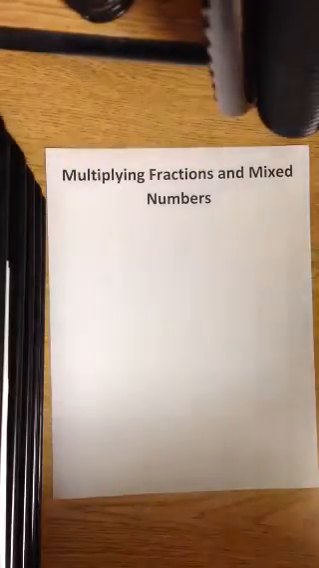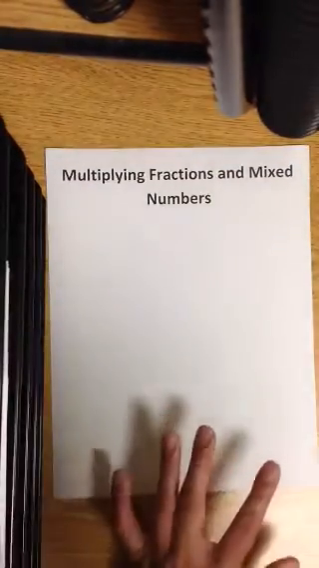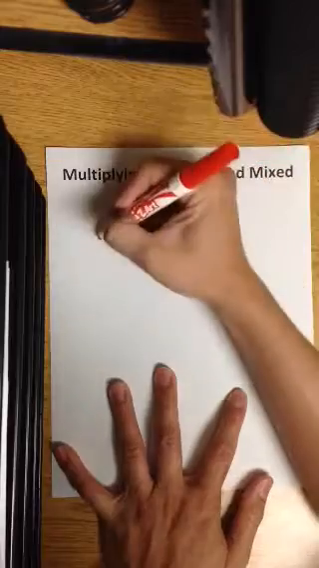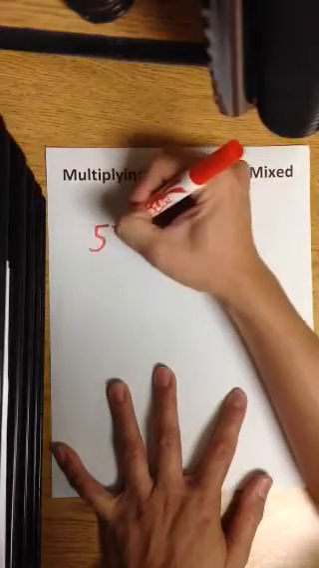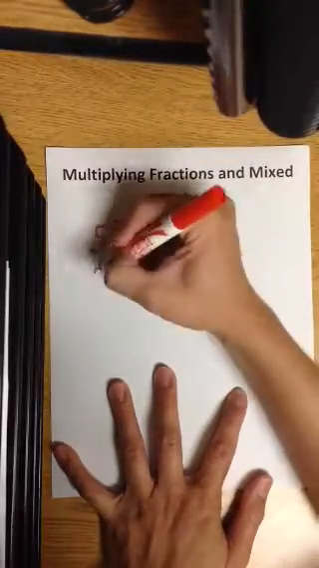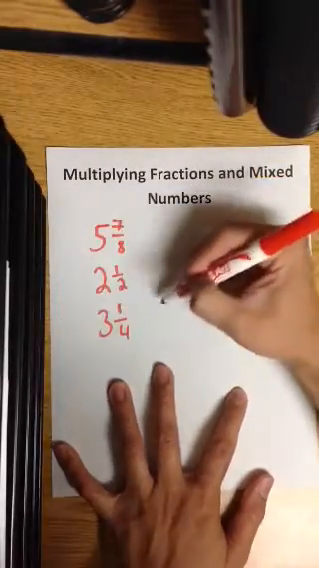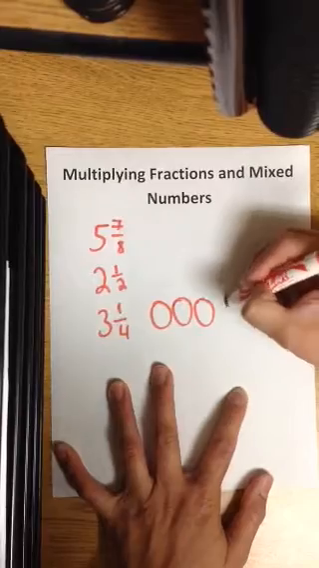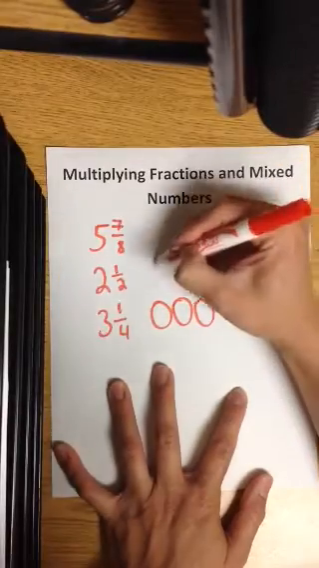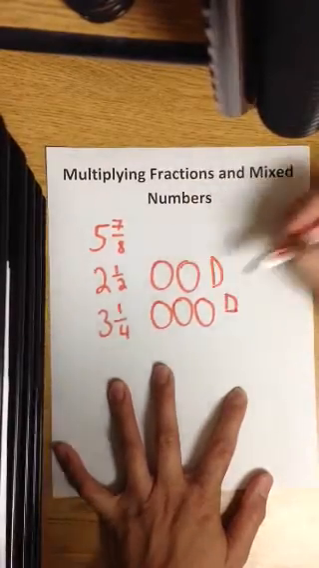In this lesson, we're going to learn how to multiply fractions and mixed numbers. What is a mixed number? 5 and 7/8, 2 1/2, 3 1/4. So for example, you have 3 slices of pizza and 1/4. You have 2 slices of pizza and a half.